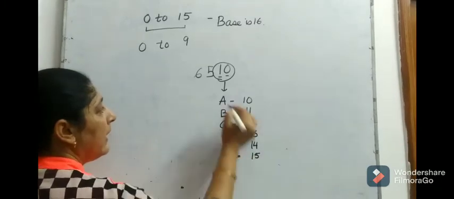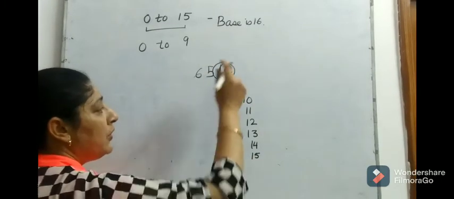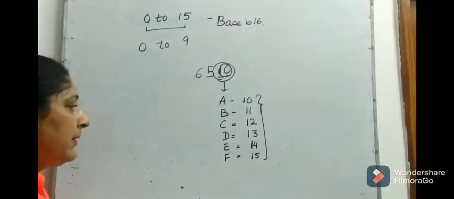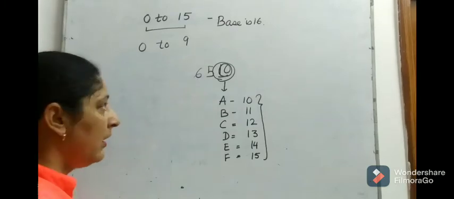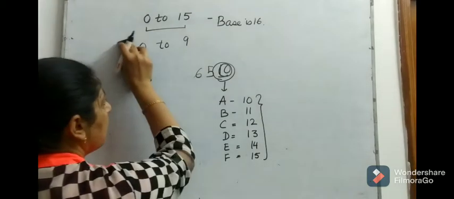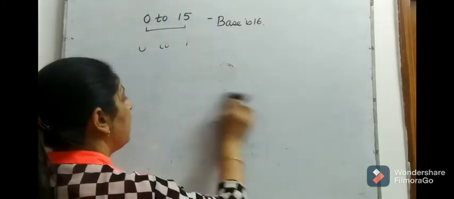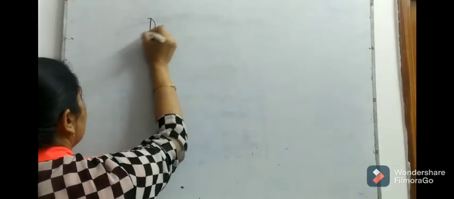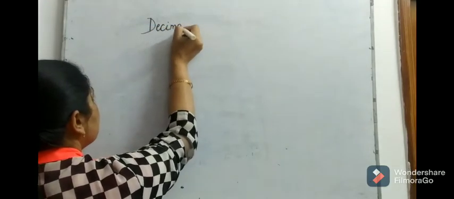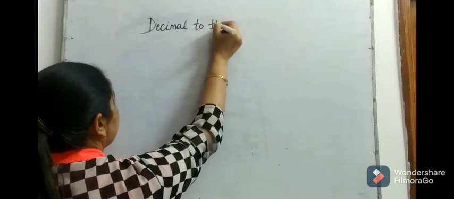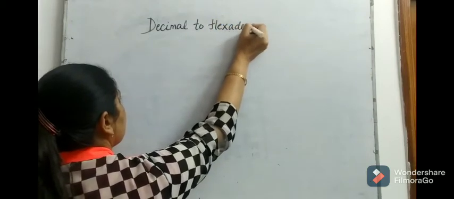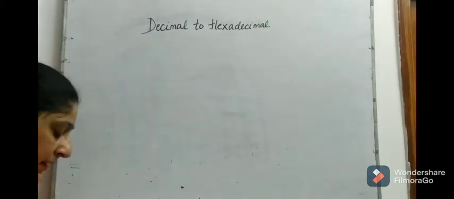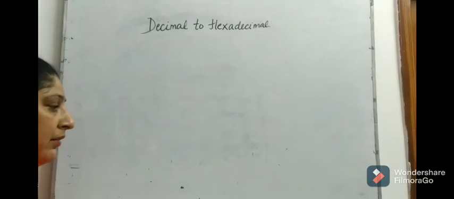So whenever you get any remainder of two digits out of these six, we are going to represent them as a character. Right? You have to keep this in mind always. So let's begin converting decimal to hexa. Decimal to hexa. Alright. So as I said just now, we are converting decimal to hexa.